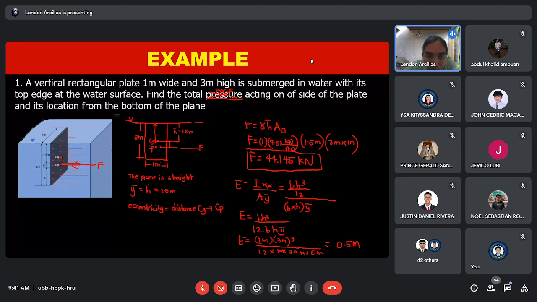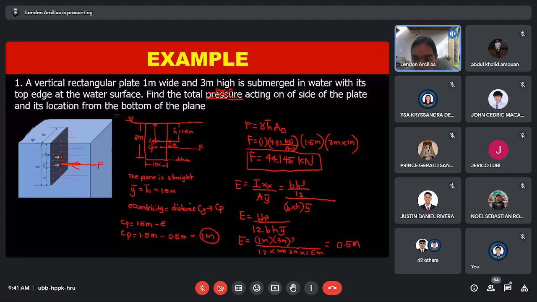So, meron na tayong E, this is the E. So, to find the value of CP from the bottom kasi, ito yung datum. Minsan, ang hinahanap na CP is from the surface. Lagi kayong makinig sa tanong. It's location from the bottom. So, dito yung from the bottom. Therefore, the CP is equal to the half of CG, which is 1.5 minus E, right? CP is 1.5 minus 0.5 meters. That is 1 meter.